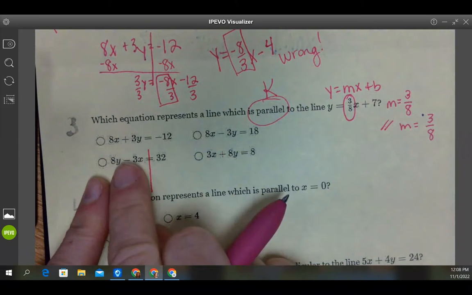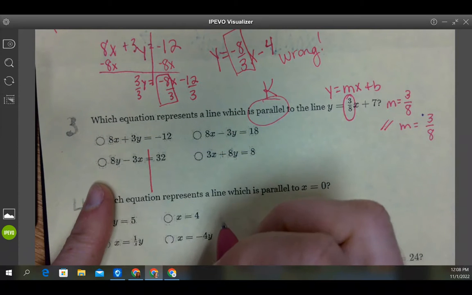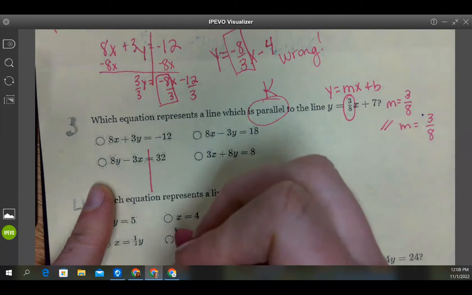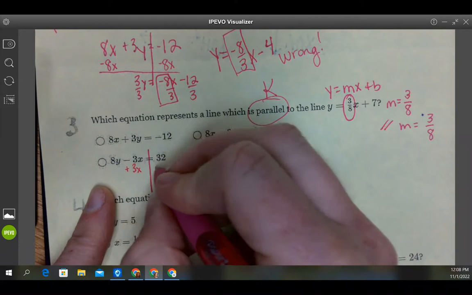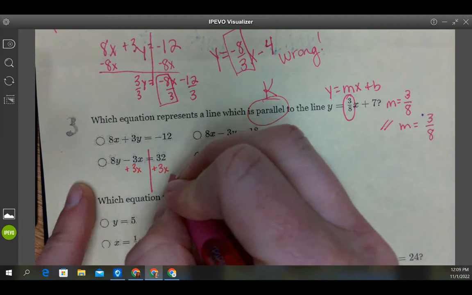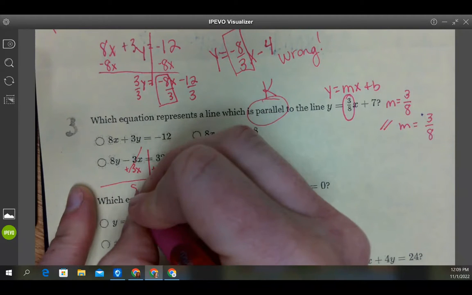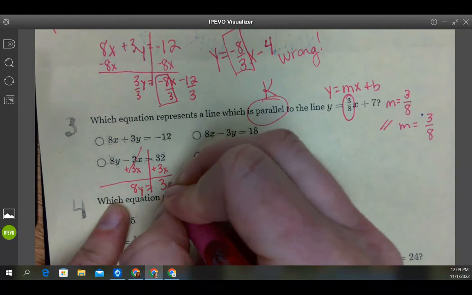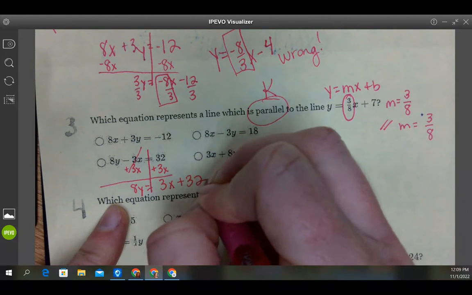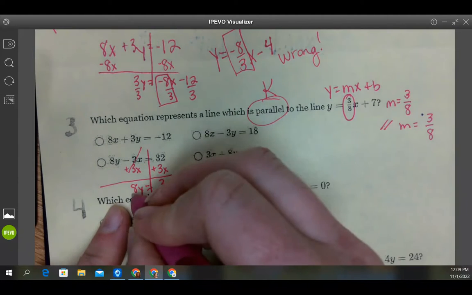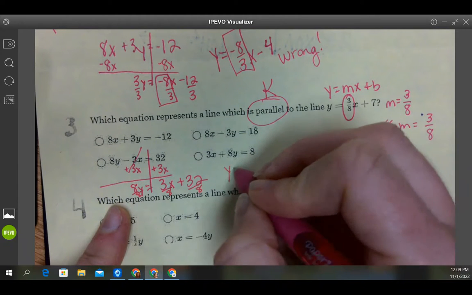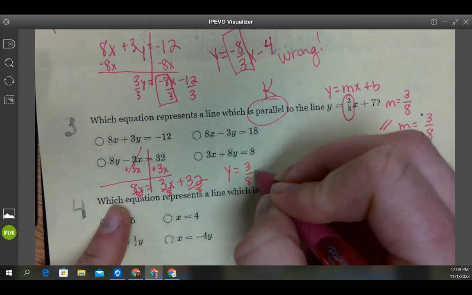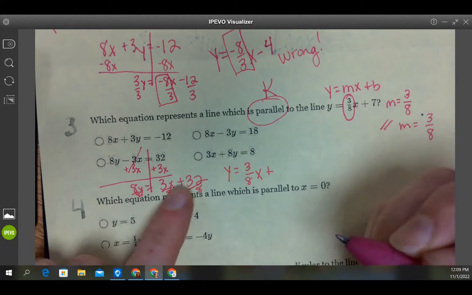We need to solve this one for y. What do we have to do? Move the x first. How do we do that? Plus 3x. Don't get lazy with these. You've got to solve them out. Divided by 8. So y equals 3 over 8x plus 32 over 8.